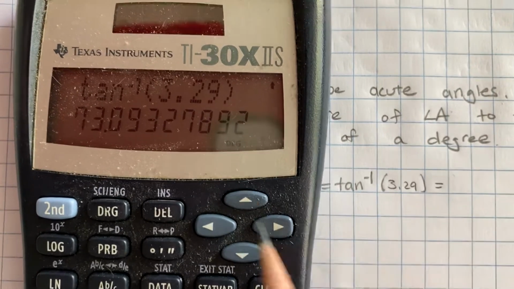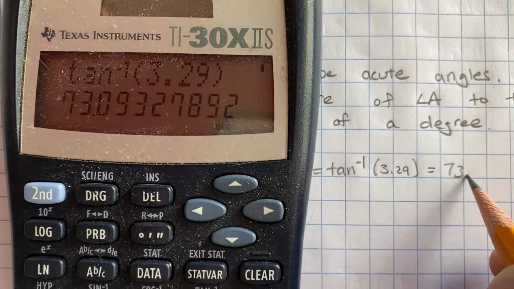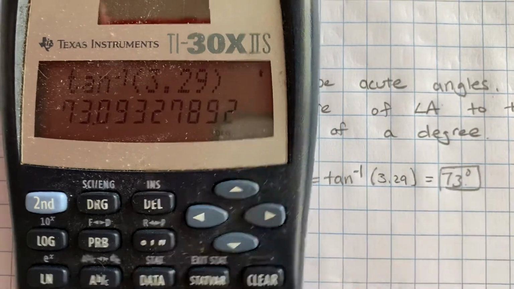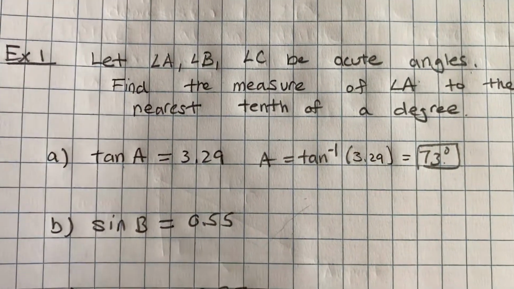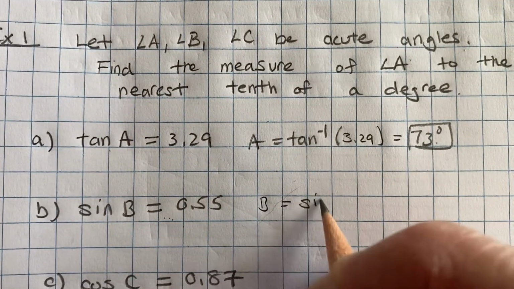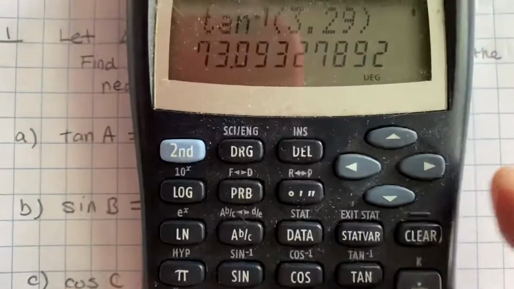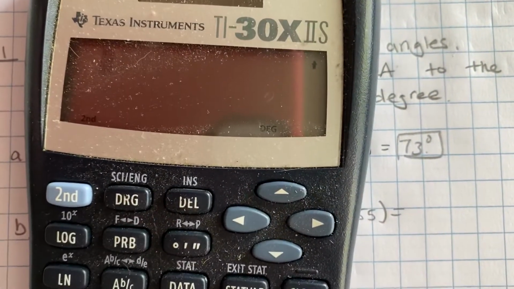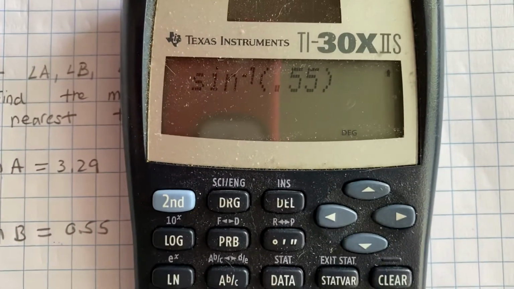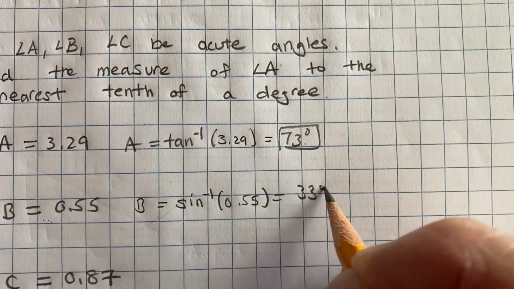Okay, so over here, make sure I'm in degree mode. I have 73 degrees. It's just nearest degree, so I'll just say 73 degrees. Okay, so that's the exact same thing if I want to figure out angle B, right? Angle B is the sine inverse of 0.55. Again, on your calculator, I'm going to hit second sine inverse button, 0.55. And I'm going to get 33.3, so I'll just round to the nearest degree, 33 degrees.